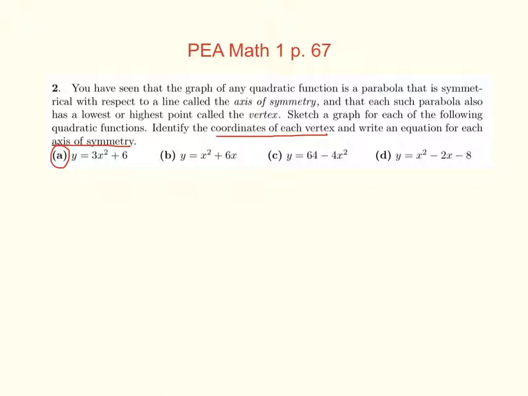So, and it says sketch a graph. So one thing I do want to bring up here is we can factor this, factor a 3 out. And when you factor out a 3, you get 3 parentheses x squared plus 2. Now, that might help. On this one, it doesn't help a ton.